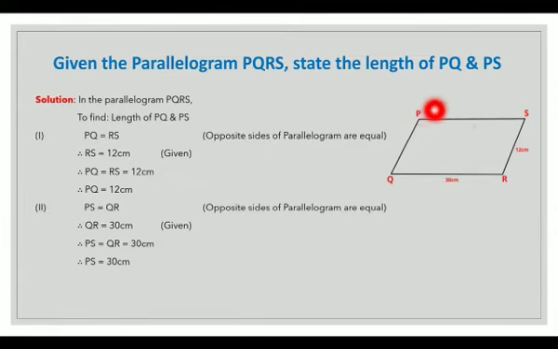The second one, PS equals QR. Why? Opposite sides of a parallelogram are equal. So QR equals 30 centimeters, which is given. So PS equals QR equals 30 centimeters. Therefore PS equals 30 centimeters.